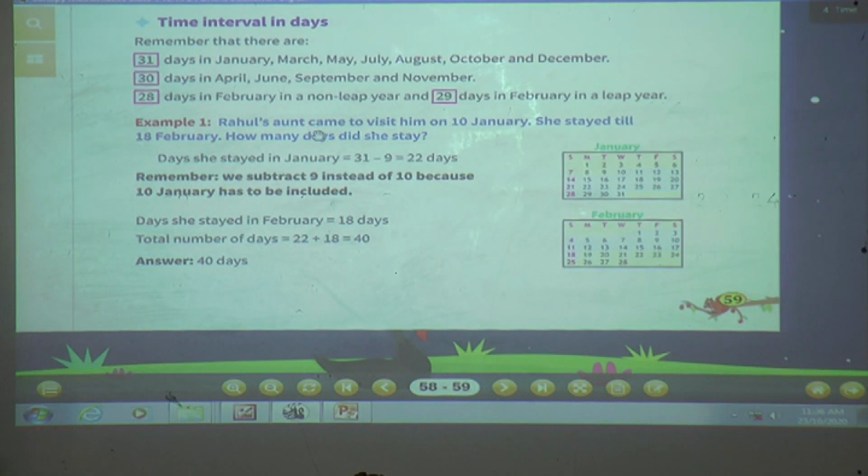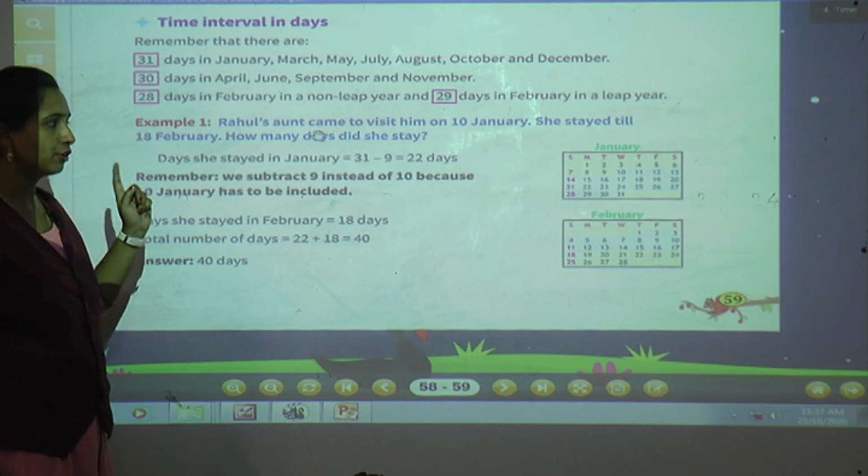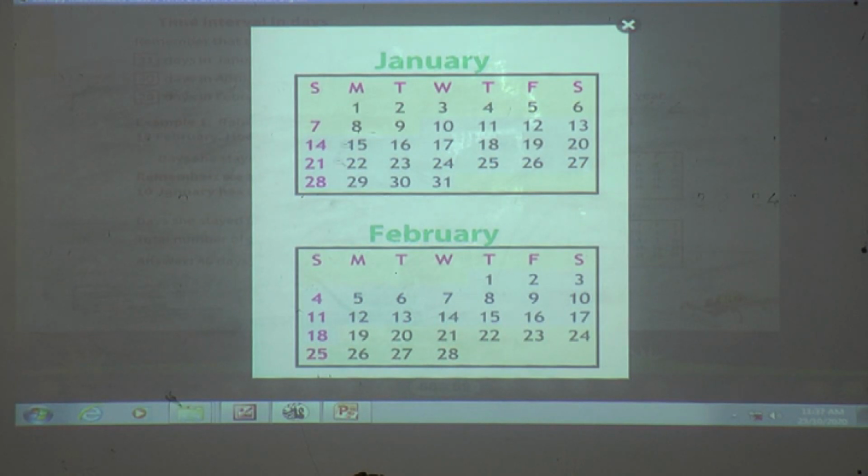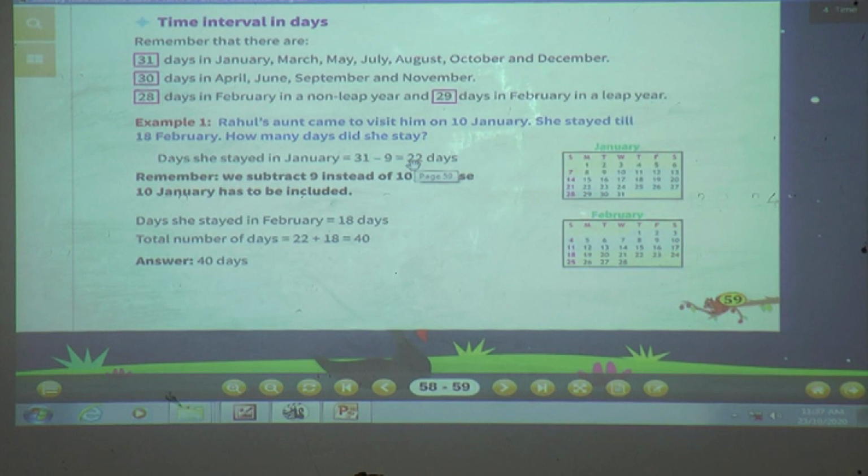We have to count. Then days she stayed in January month, how do you find out? First you have to see how many days are there in January. See the January calendar, 31 days, isn't it? And how many days did she stay in January? From 10, means she came on 10, so from 9 we have to leave. So what you have to do? 31 minus 9. From 10 we have to count. This counting is more. So what is the shortcut? 31 minus 9 if you do, you will get the answer, that is 22 days.